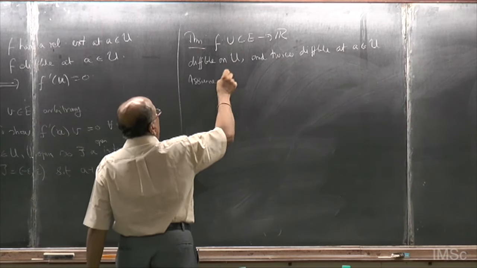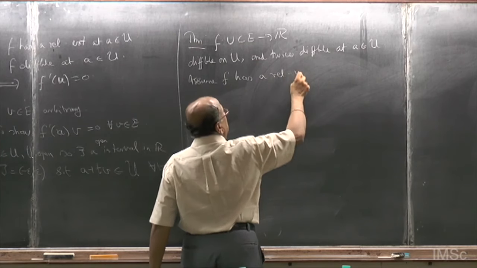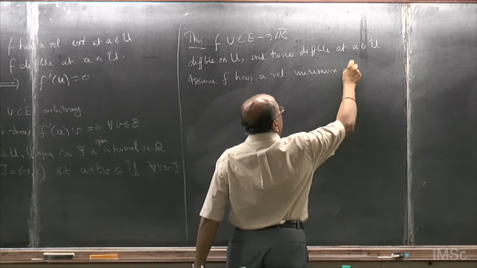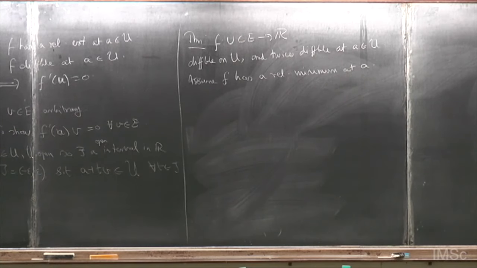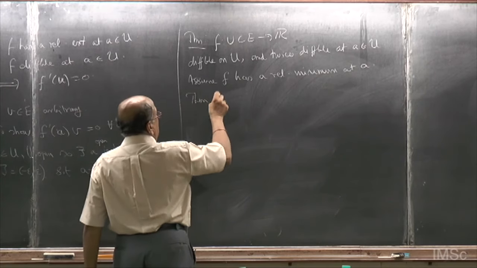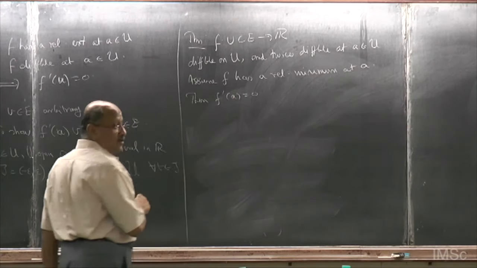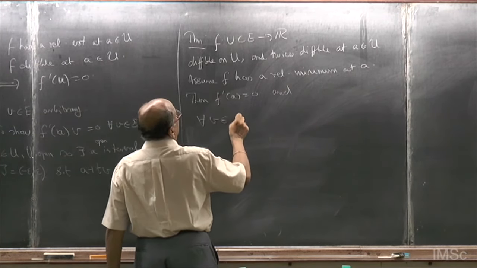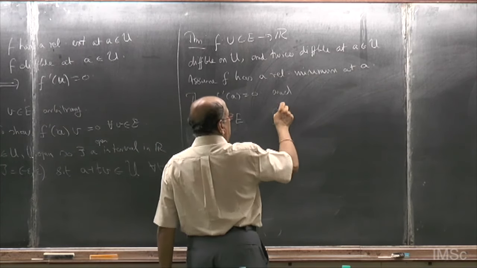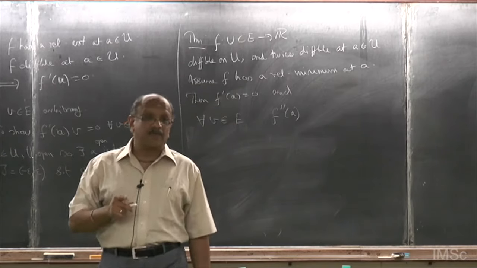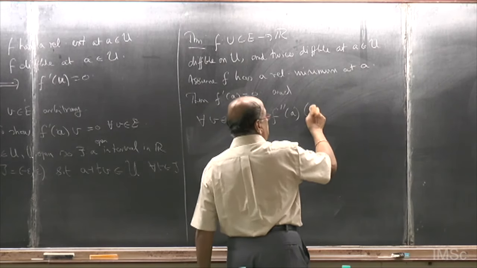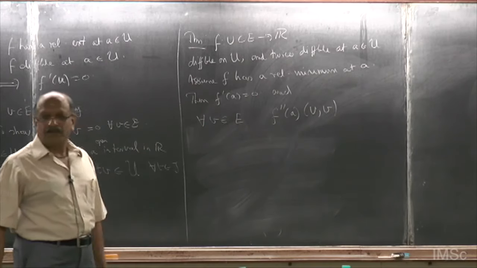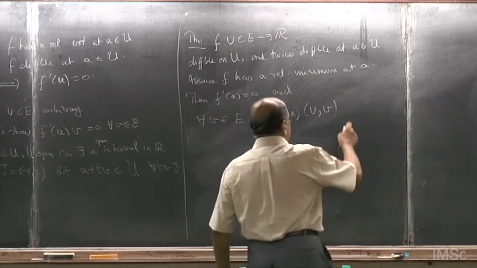Assume f has a relative minimum at A. So, then you already know f dash of A has to be 0. Okay. Then f dash of A equal to 0, and for every v in E, f double dashed of A, this is a bilinear form, yesterday we saw. Okay. So, it will act on two variables. So, apply it to v twice. This has to be greater than or equal to 0.